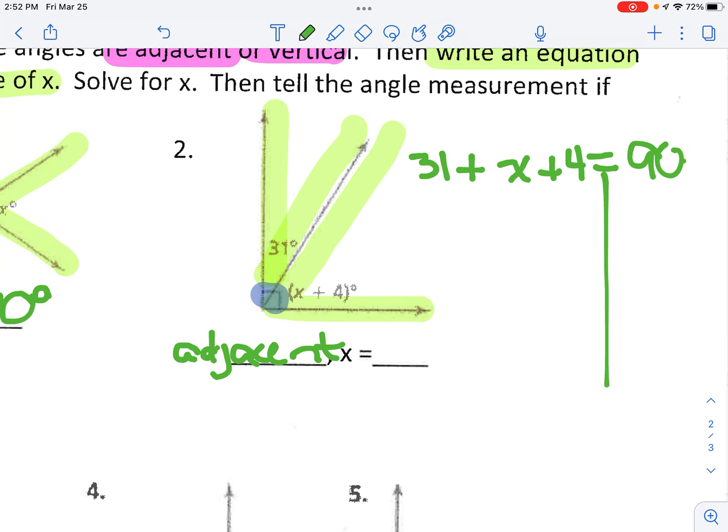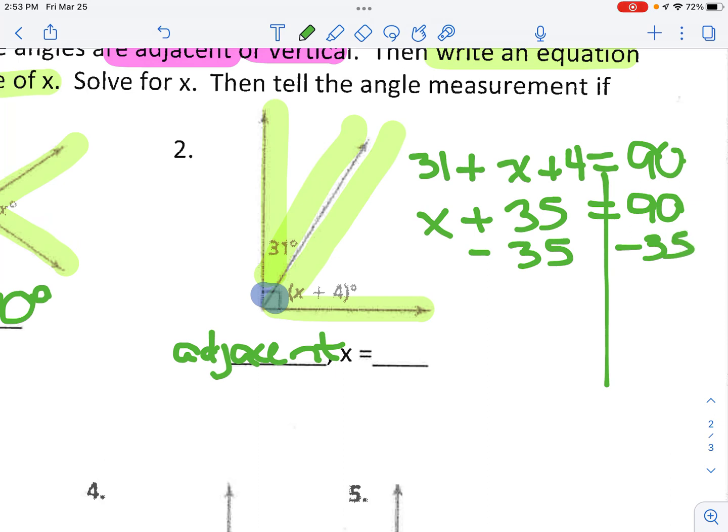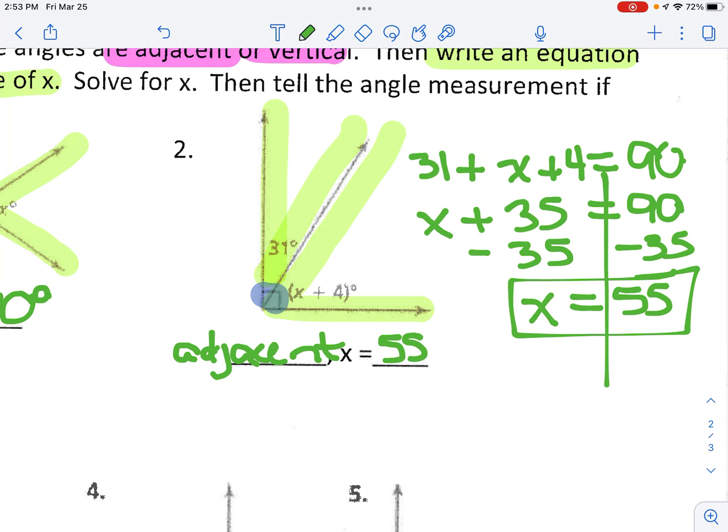So I'm going to draw my mirror. I'm going to combine like terms. 31 plus 4 is 35. So x plus 35 equals 90. Show me your inverse operation. So we're going to subtract 35 from both sides. So x equals 55. So x equals 55 degrees. Make sure you use your degree sign in your final answer.